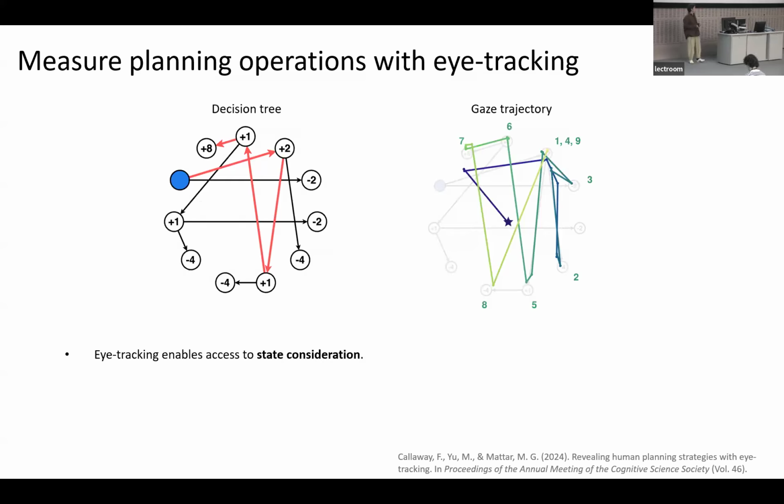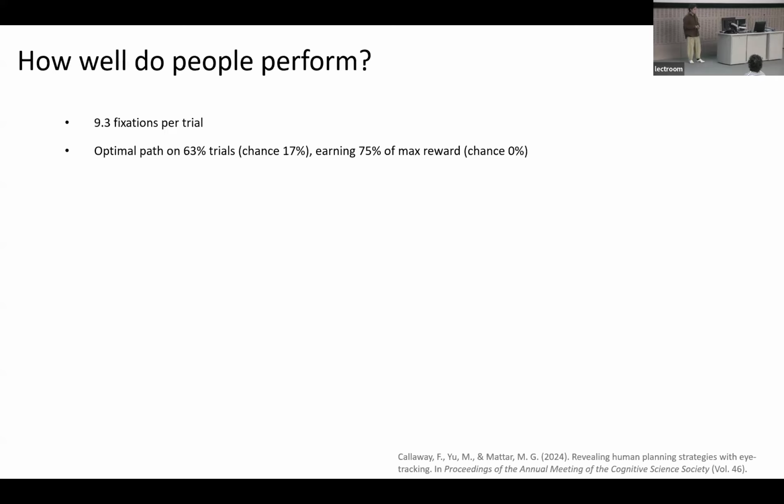With this setting, gaze trajectory is strongly coupled with the states participants are considering. As an example, the trajectory shown on the right clearly shows how they search over the decision tree. In general, participants perform this task quite well. They fixate about 9 times per trial and choose the optimal path on 63% of the trials, earning 75% of maximum reward.